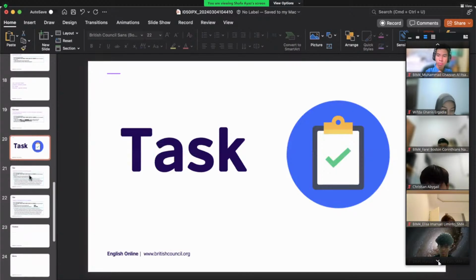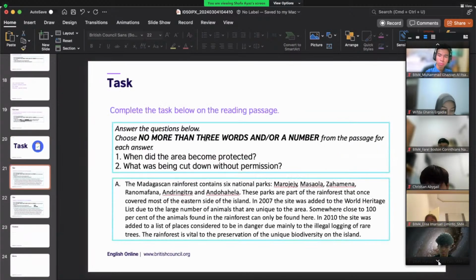Now let's look at our main task. Complete the task on the reading passage. Now that we've looked at the synonyms as well, and the same questions, you know how to answer them. So this is, I think, the passage. I've sent the file in the chat. Let me see if it's still there.